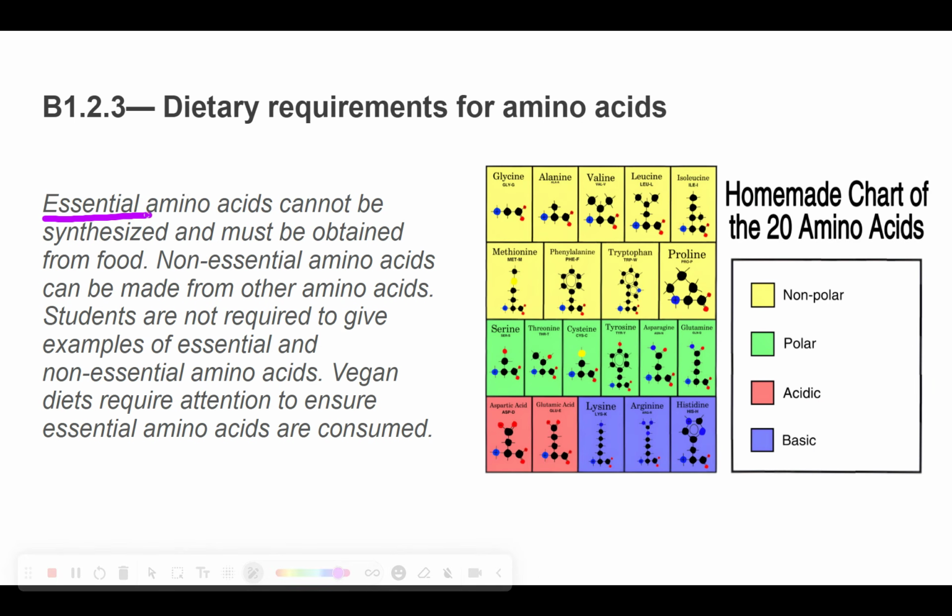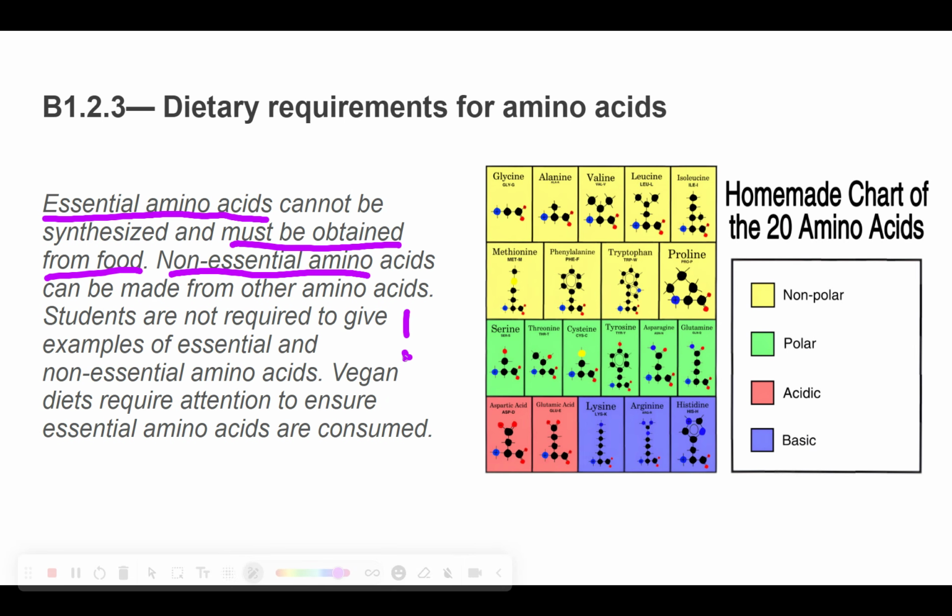Essential amino acids cannot be synthesized and must be obtained from food. Non-essential amino acids can be made from other amino acids. So these ones you don't need to get in your diet because your body can synthesize them from building blocks that you get from other foods. You don't need to know any specific examples. This is worth noting, but you should be familiar with the idea that vegan diets require attention to ensure essential amino acids are consumed.